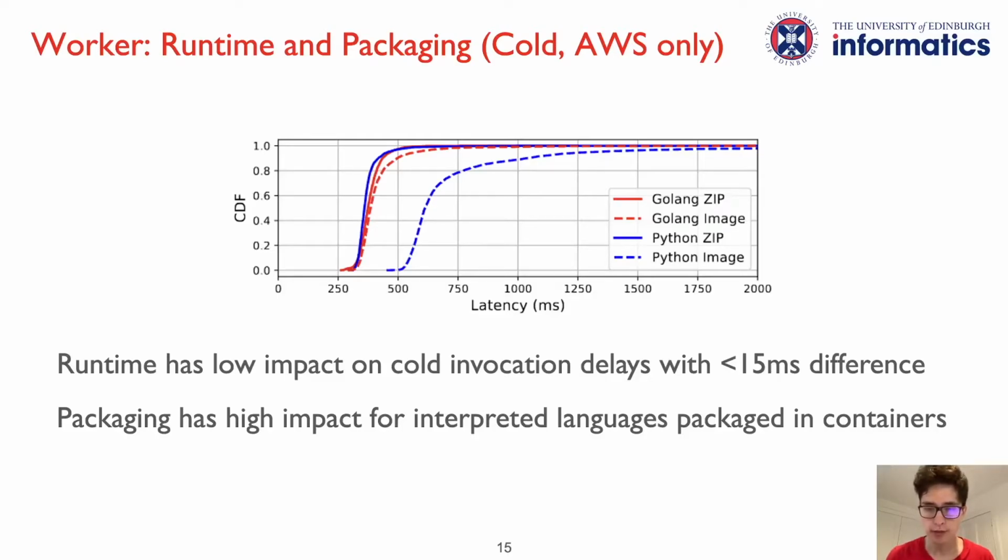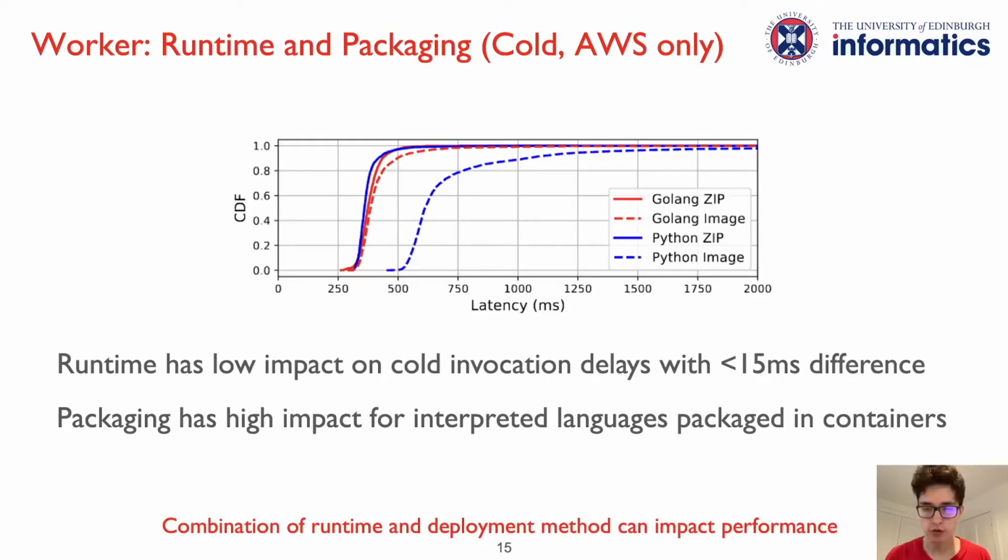The additional accesses to the image store would explain the high cold start time and latency variability for Python container-based deployments. So we see that the combination of the runtime choice and the deployment method can impact performance. Compared to zip, container-based deployment for Python significantly increases both median and tail latencies.